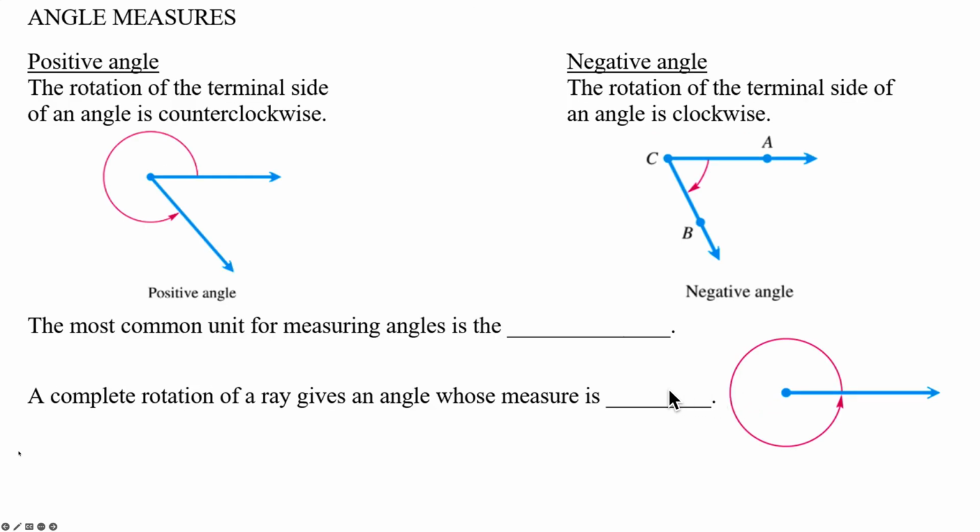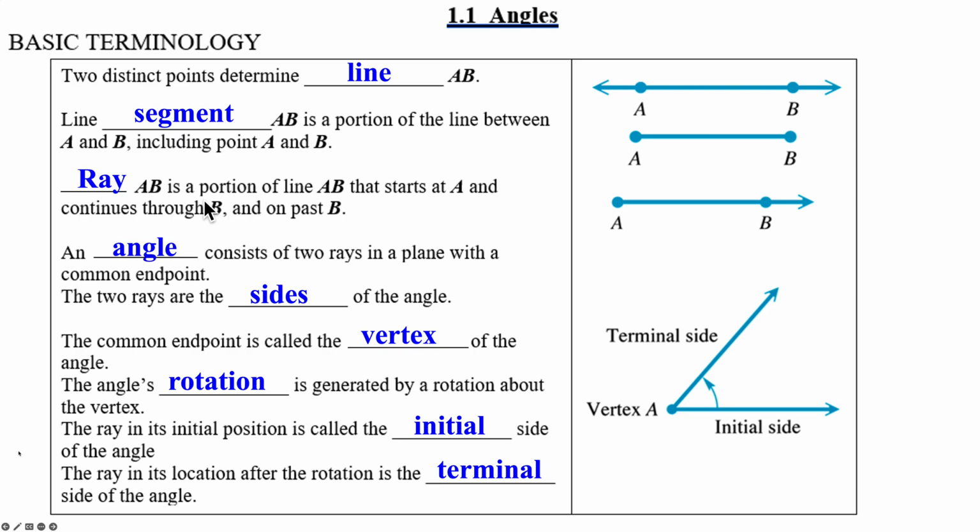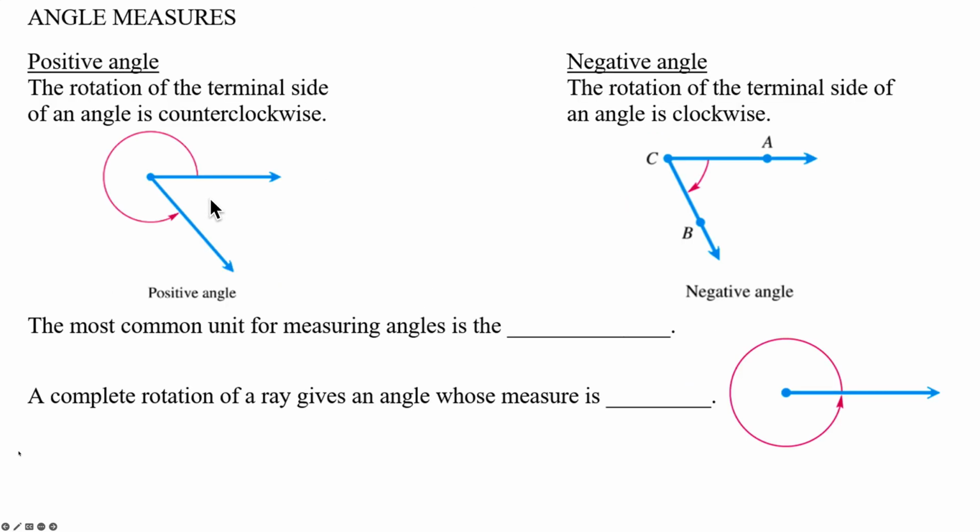Angle measures. We have positive angles and negative angles. The rotation of the terminal side of an angle in a counterclockwise direction will give us positive values for our angle. If we go in a clockwise direction, that would be a negative angle measure. The most common unit of measuring angles is the degree.